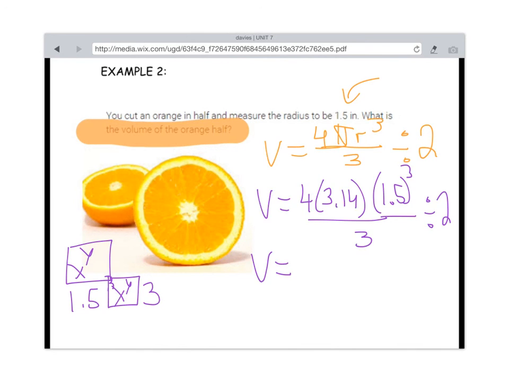Go ahead and work that out and see what you get. If I've multiplied that up correctly, I think you get somewhere in the neighborhood of 6.9 inches cubed. Check that on your calculators. I just don't have a calculator here in front of me while I'm making this video, so see if your answer agrees.